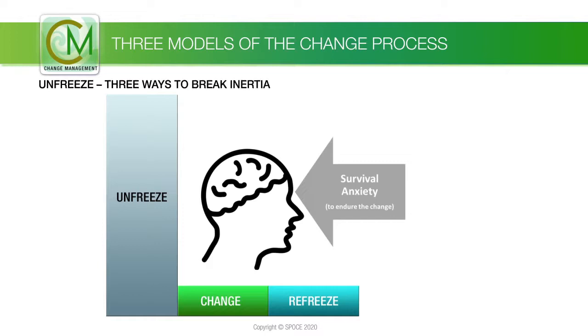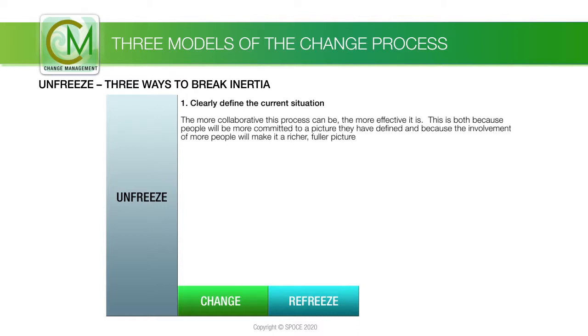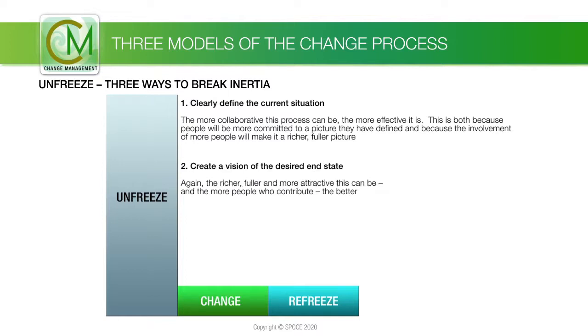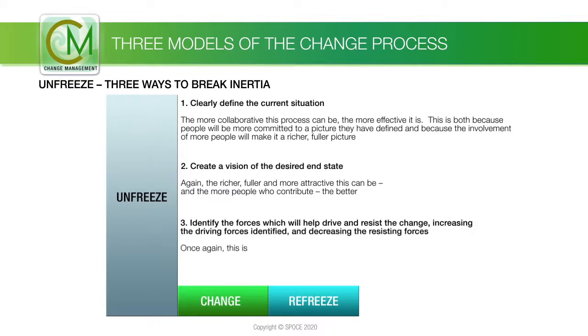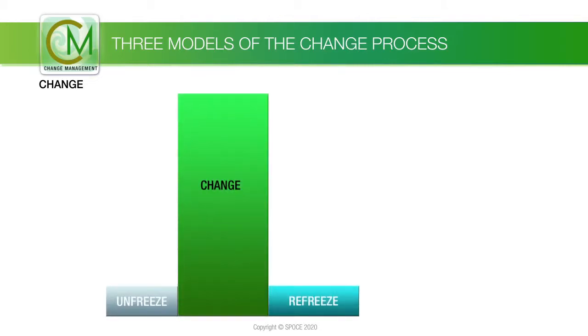Lewin sees 3 activities in this unfreeze stage. 1. Clearly define the current situation. 2. Create a vision of the desired end state. 3. Identify the forces, which will help drive and resist the change, increasing the driving forces identified, and decreasing the resisting forces.